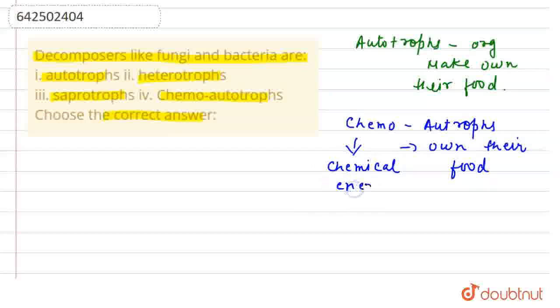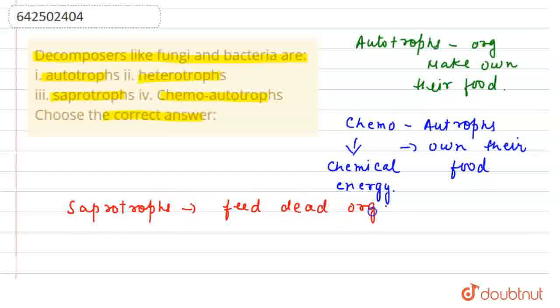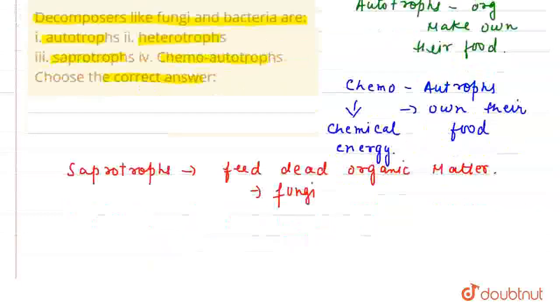Right. Now, the next thing is that we are going to talk about the saprotrophs. So if we talk about saprotrophs, they are the organisms which feed on dead organic matter. Right. So those which get their food from dead organic matter are known as saprotrophs, and the example is fungi.